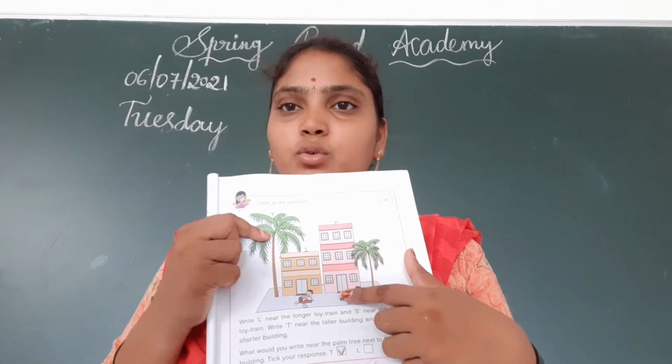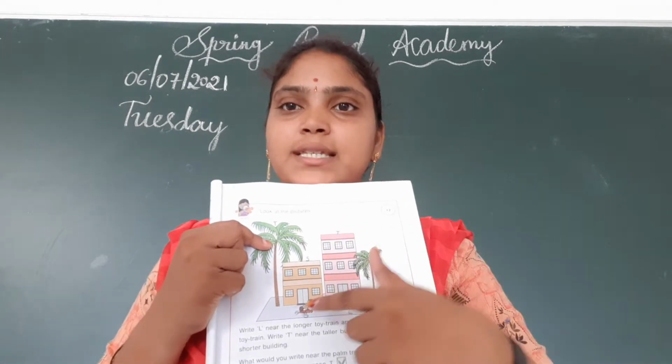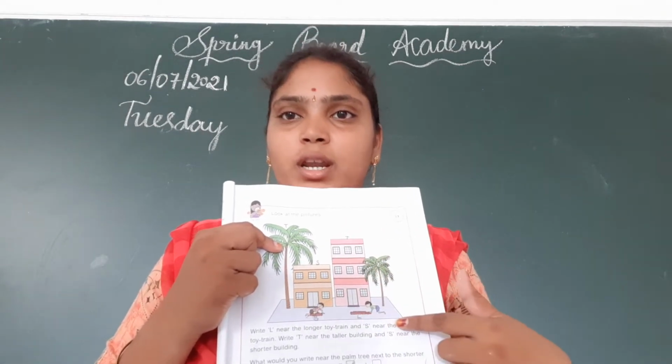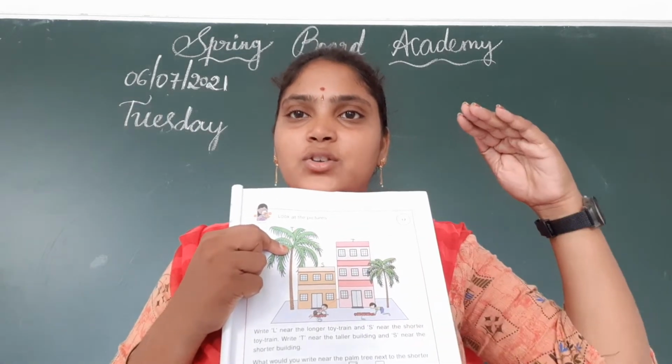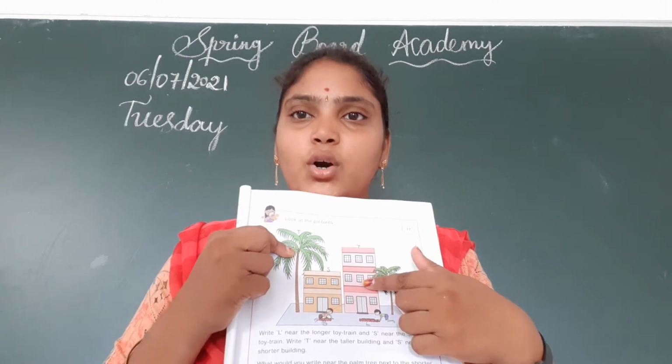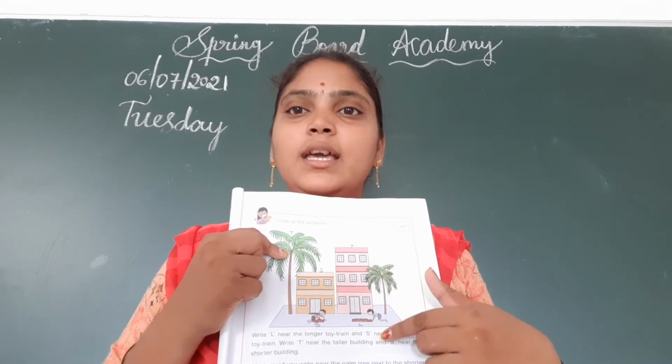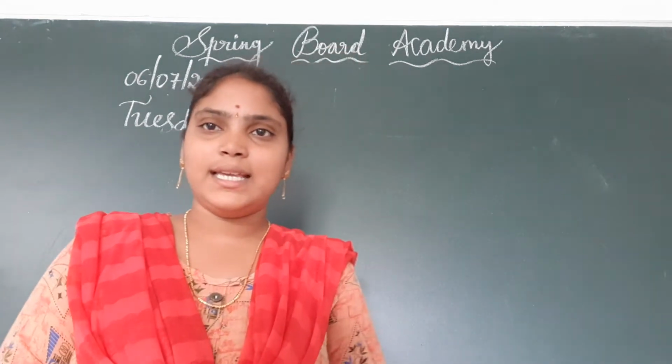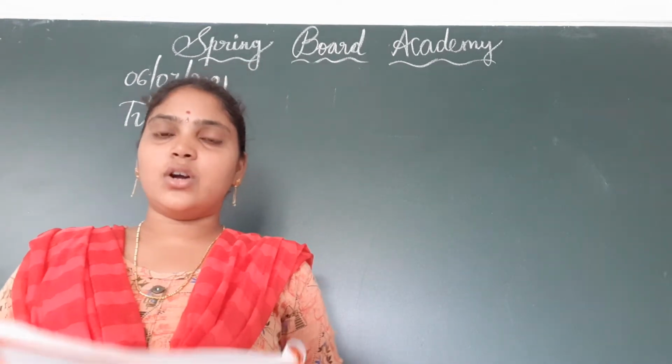So here are given two buildings and two trees. And here are two toy trains, okay. Two trees, one is a taller tree and one is a shorter tree; a taller building and a shorter building. And in these two trains, one is a longer train and one is a shorter train.